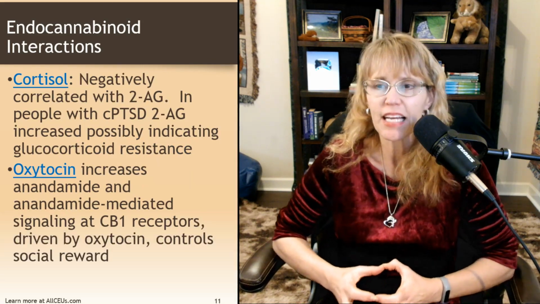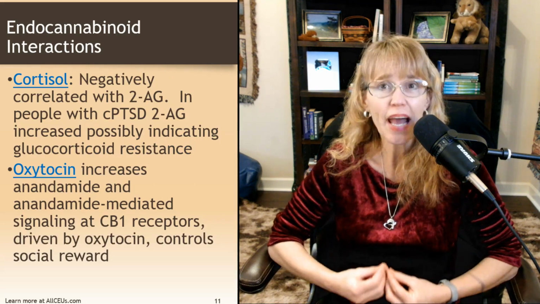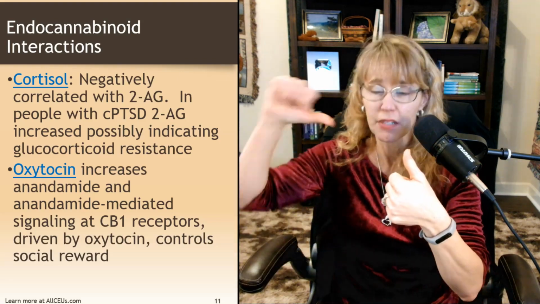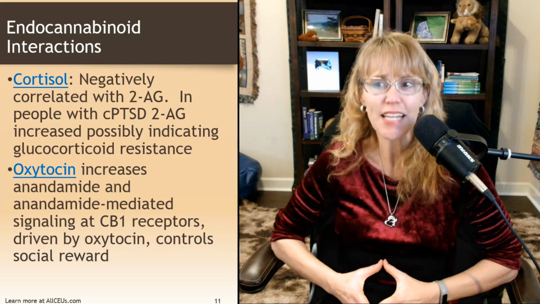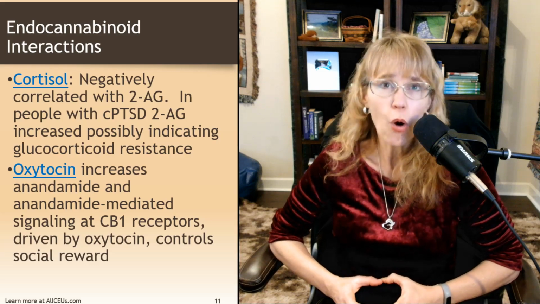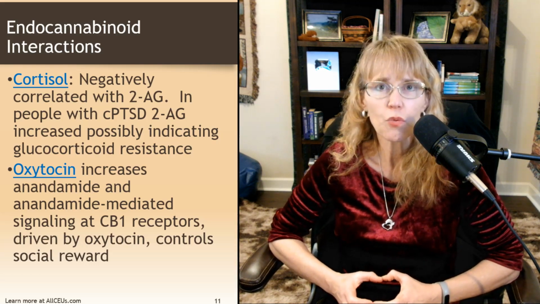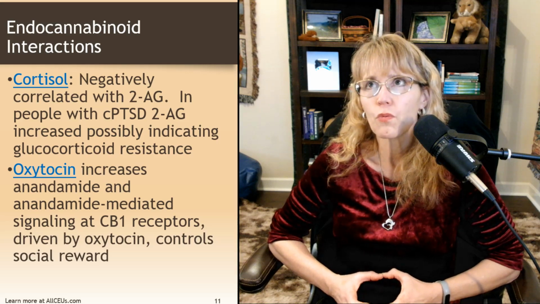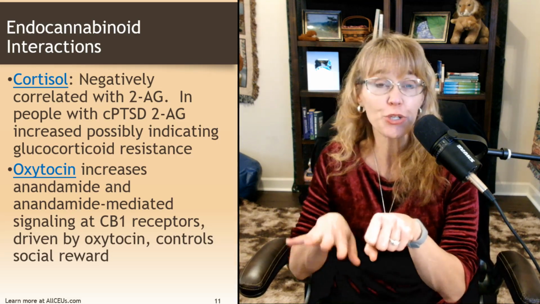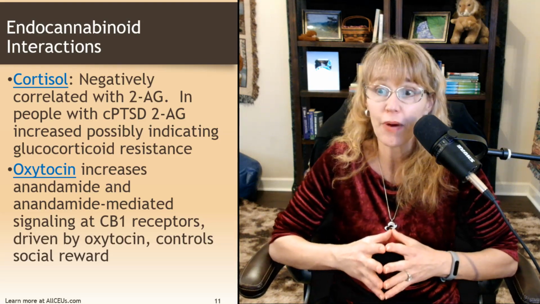Cortisol, our stress hormone, is negatively correlated with the endocannabinoid 2-AG. So when cortisol goes up, 2-AG goes down. When stress goes up, that sort of relaxation response goes down. Interestingly, though, in people with CPTSD or a history of ongoing trauma, 2-AG was increased. So what we're finding is that over time, cortisol's ability to suppress 2-AG becomes kind of lost in the mix, and 2-AG goes up anyway.